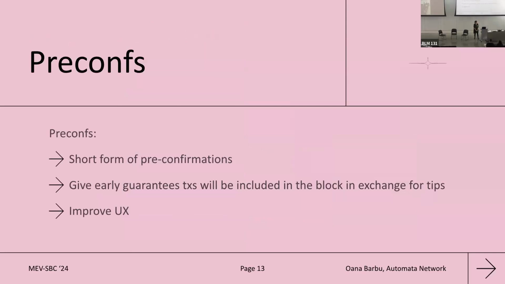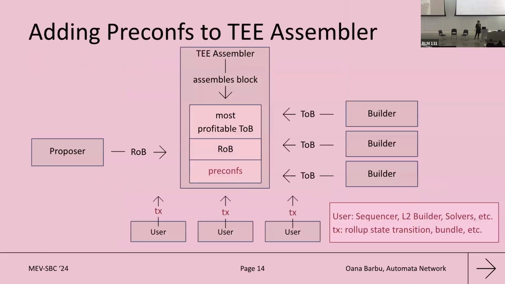Okay, and another cool thing that we can do with MEV BooTEE is that we can add precons very easily. So precons is short for pre-confirmations, and they are basically credible commitments that a transaction will be included in a block before finality happens. Precons are used to provide timely execution guarantees and instant confirmations and so on to improve user experience.